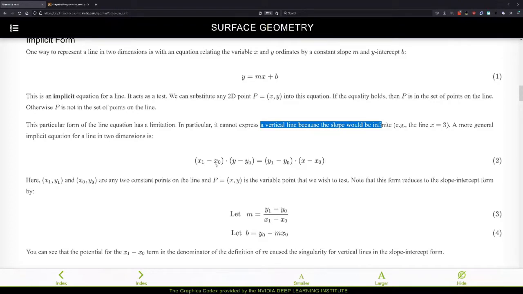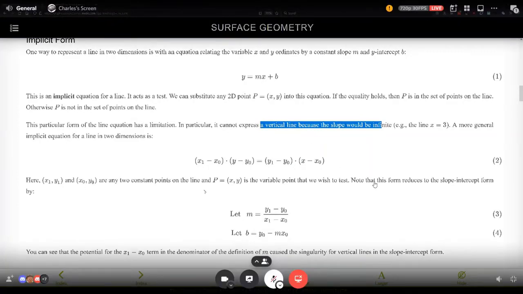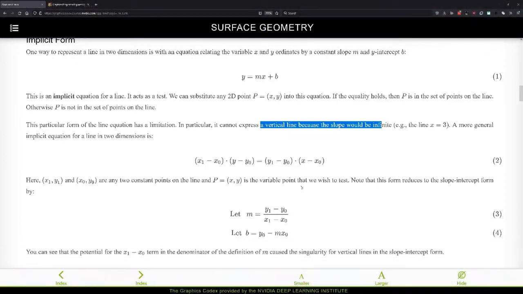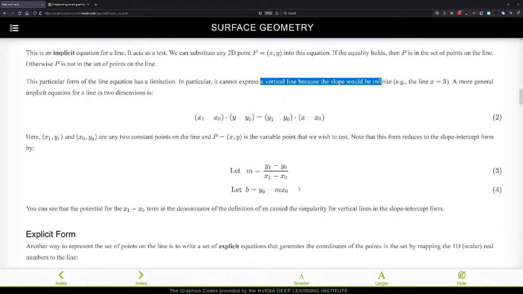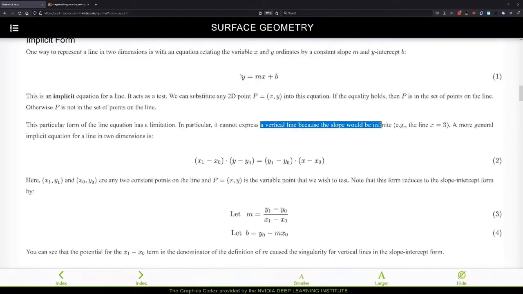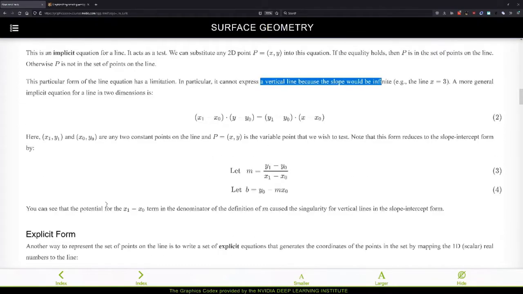So delta x times y minus y0 is equal to delta y times x minus x0. That's how I would interpret this. Where x0, y0 and x1, y1 are two constants on the line, and p(x, y) is the point we wish to test. You can get the y equals mx plus b by moving the things around and substituting.